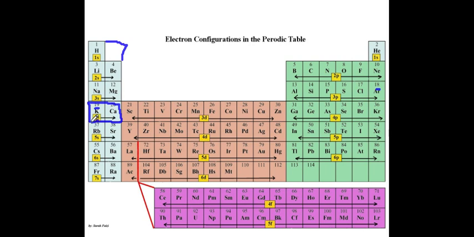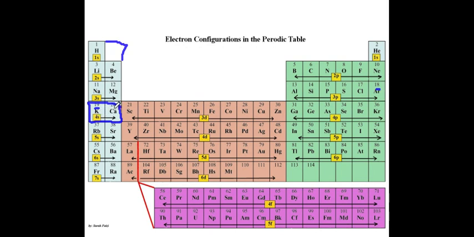4s gets filled before 3d. You don't need to guess whether that happens, because the periodic table tells you that it does. After 18 comes 19, and 19 is a member of the s block. It is 1, 2, 3, 4, the 4th row in the s block. So we know that 4s is going to be filled.